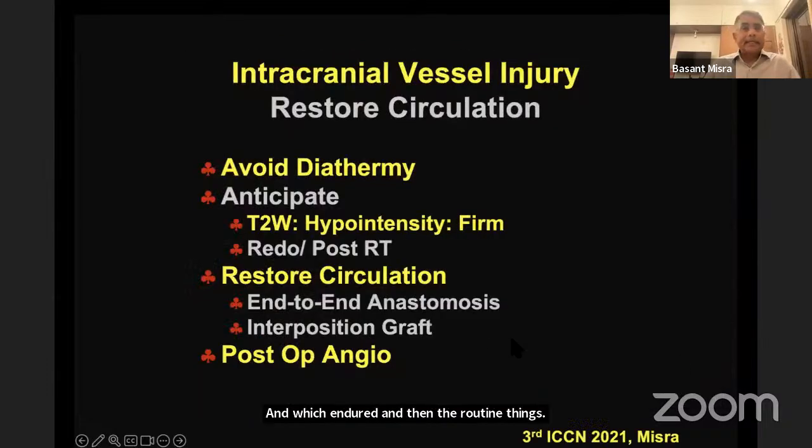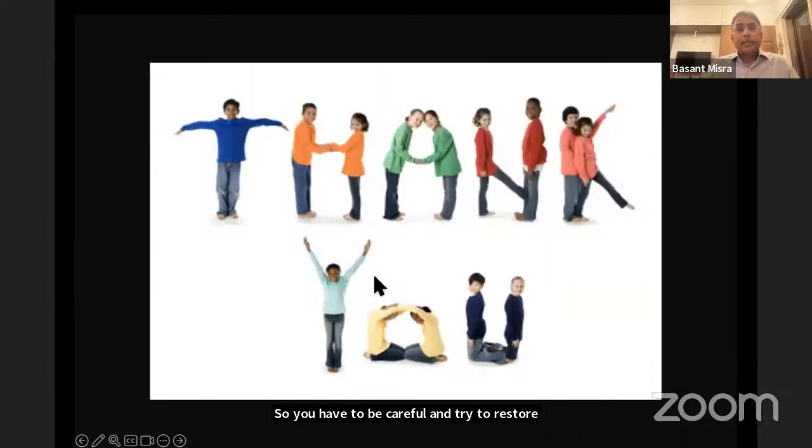So the trick is avoid diathermy. If it bleeds, don't panic. Pack it with something. Come back. And then resuture whatever way you can if you have the competency. Now anticipate, T2 hypointensity is a firm tumor. Post radiotherapy, redo cases are more likely to have risk of injury, so you have to be careful and try to restore circulation, and do a post-op angio to see that the patient is all right.